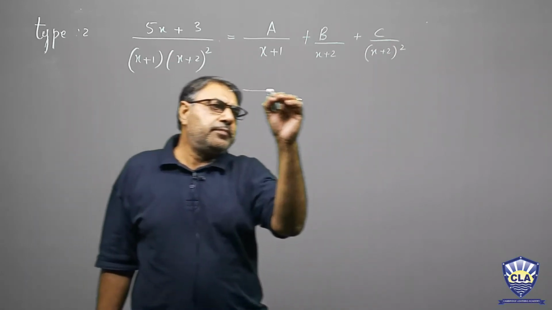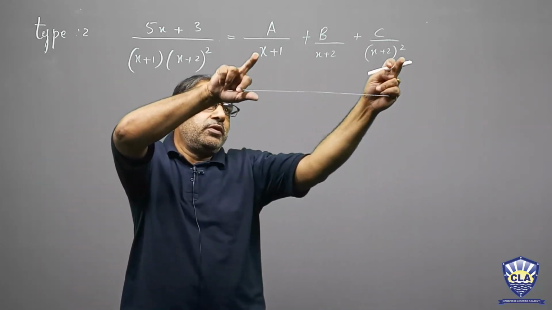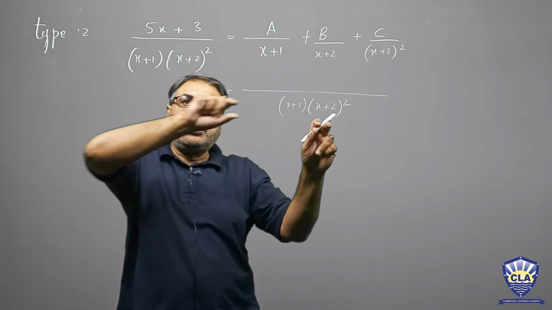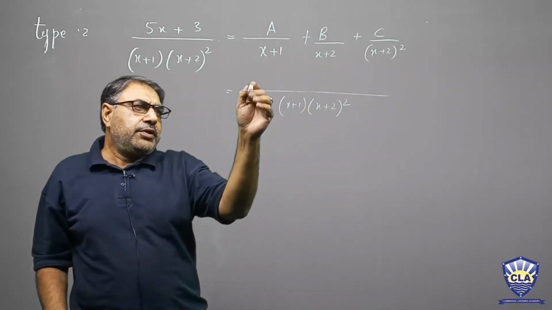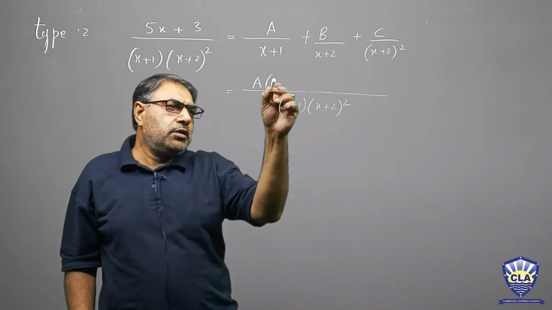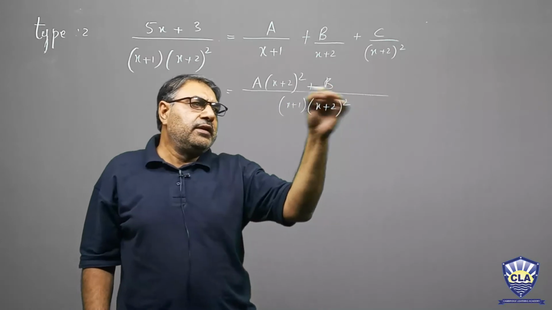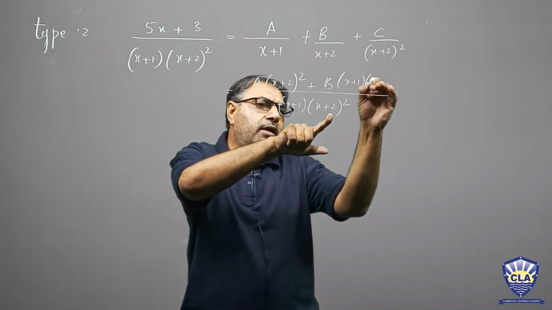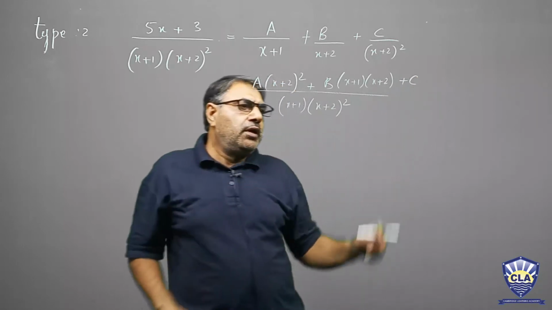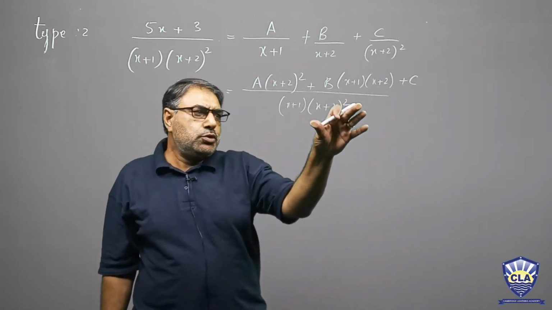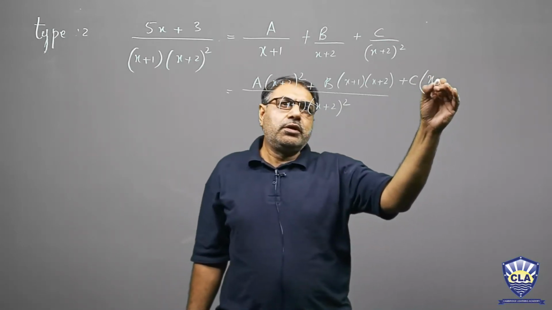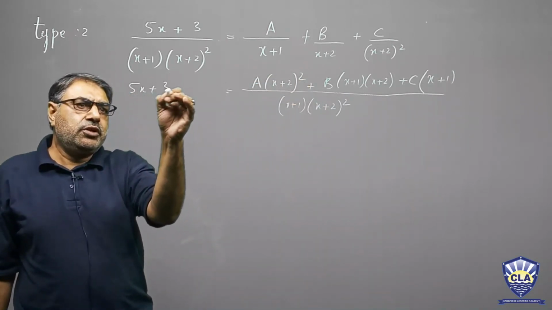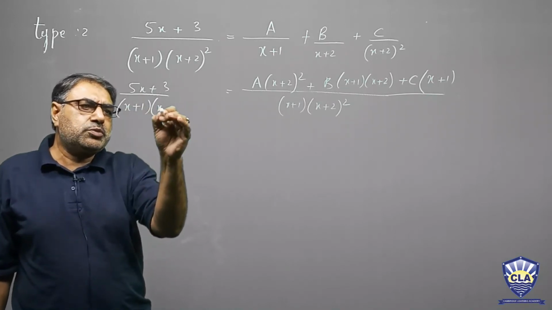Second step is LCM. LCM of the denominator x plus 1, x plus 2 whole square will be the same. As it is, a x plus 1 cancels out with x plus 1, x plus 2 whole square, plus b x plus 2 cancels out. We are left with x plus 1 and x plus 2, plus c. x plus 2 whole square cancels out with x plus 2 whole square, then c x plus 1, equals 5x plus 3 over x plus 1 into x plus 2 whole square.